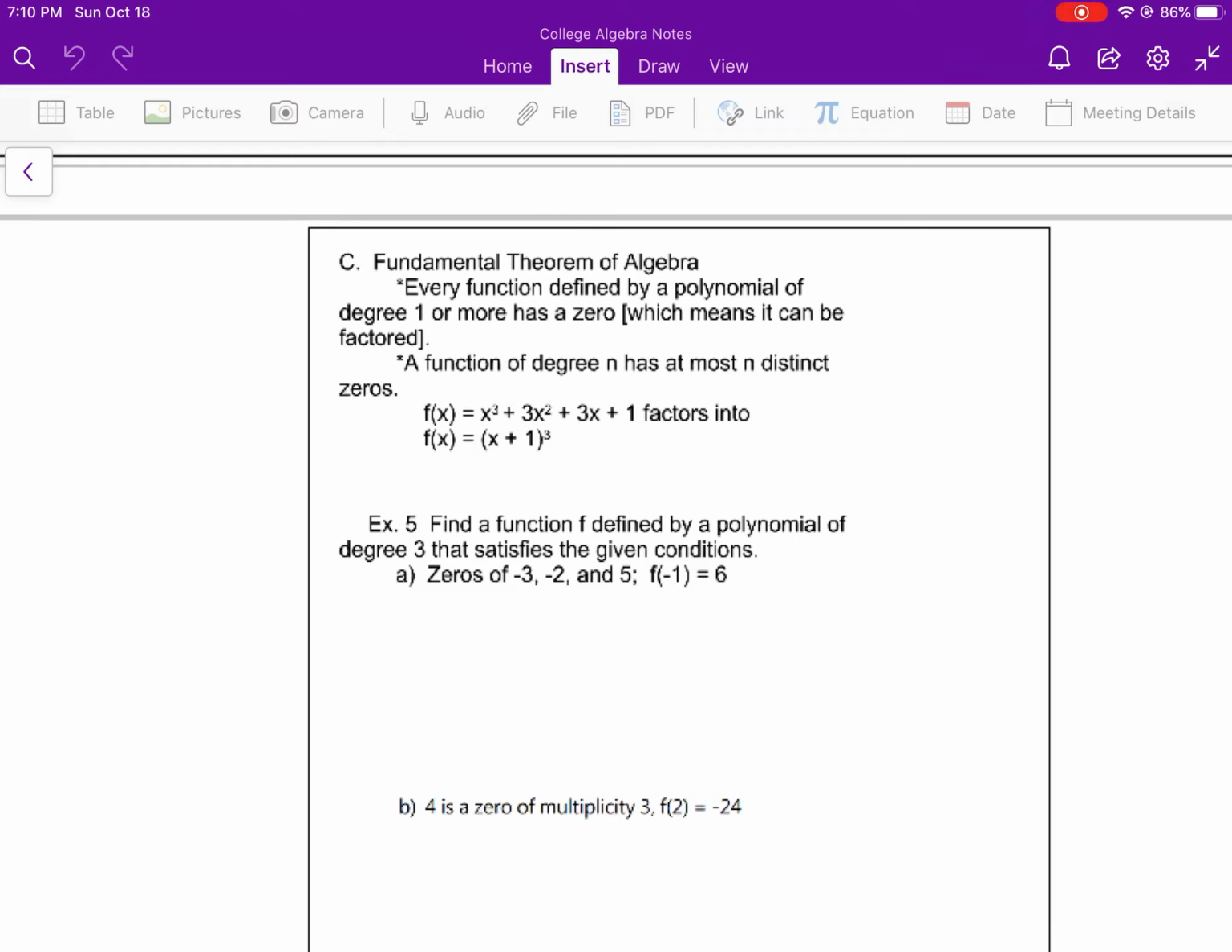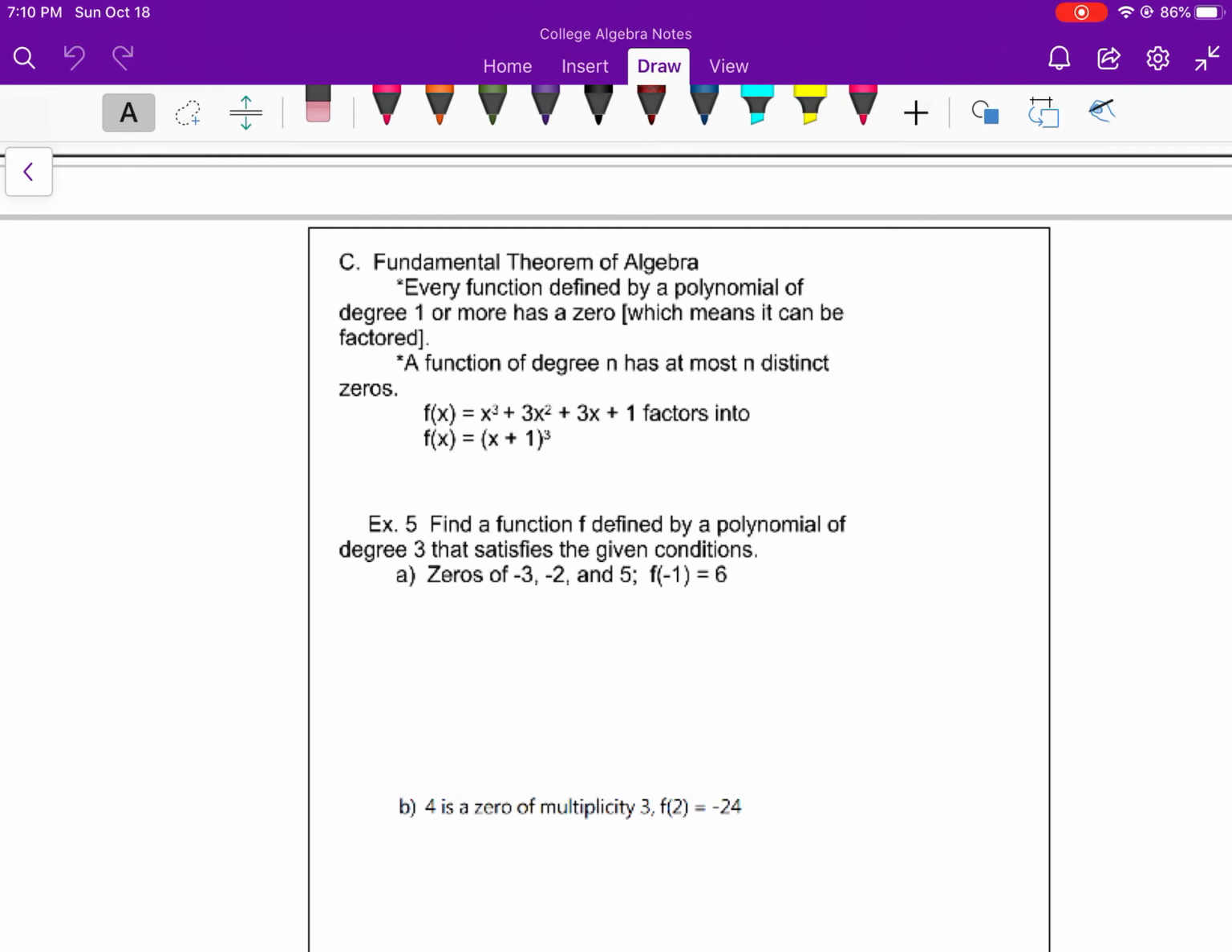It goes on to say, if you have degree n, then you have at most n distinct zeros. So for this example here, you can have three zeros that are different from each other, or fewer, because it's degree 3. However, I've given you an equation there that when you factor it down, it only has one zero, which would be -1. So it's got x plus 1 as a factor 3 times. We say that x plus 1 has a multiplicity of 3, or the zero has a multiplicity of 3.